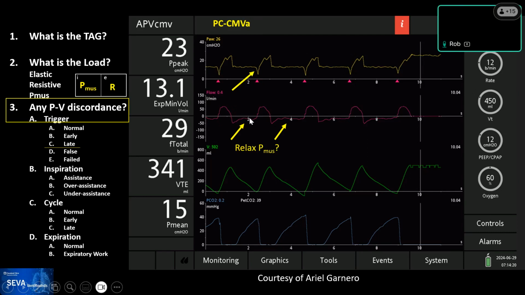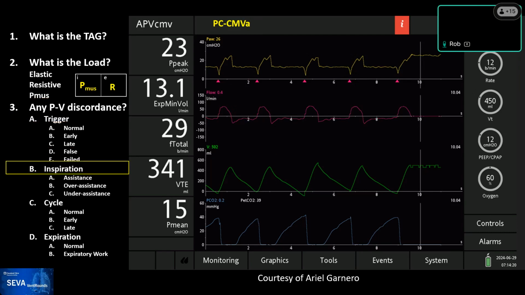Now, you might look over here and say, well, what's this curvature in here? Is this a failed trigger effort? Well, I don't think so. And we're going to get into that when we get to the cycle variable. Most of the time, what we see is pretty much an exponential curve, but it's a long time constant. We'll come back to this in a minute.